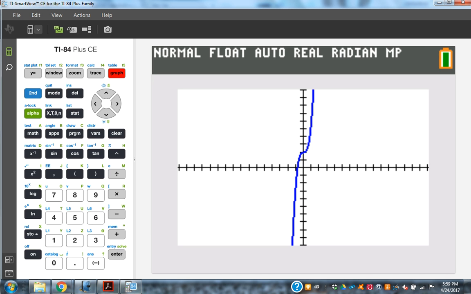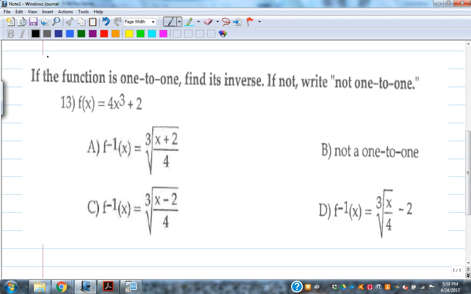Okay. Looks like it passed the vertical line test pretty easily. Horizontal line test, there's only really one place in question, and it's right there, and it doesn't really ever get flat there. So I think it passes both of those. So that means we're going to have to go ahead and find the inverse. So it does pass both horizontal and vertical line tests.